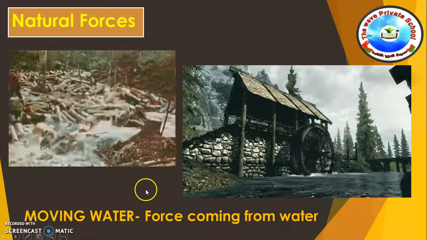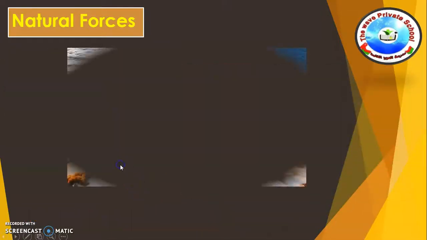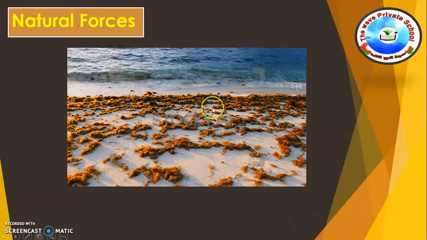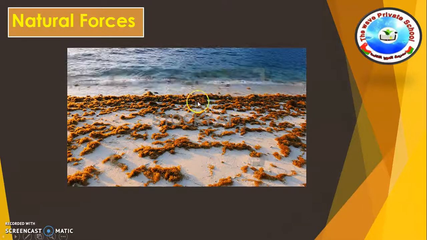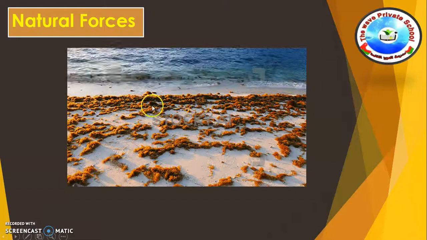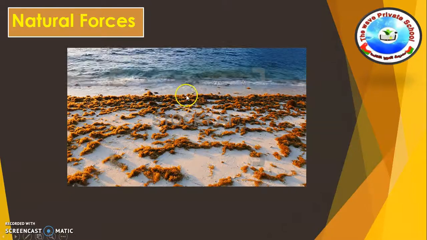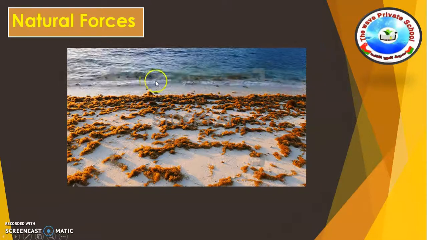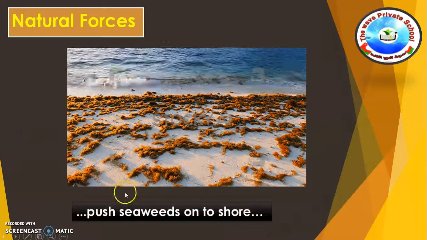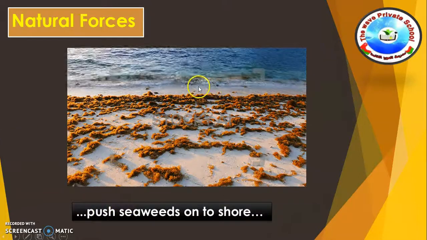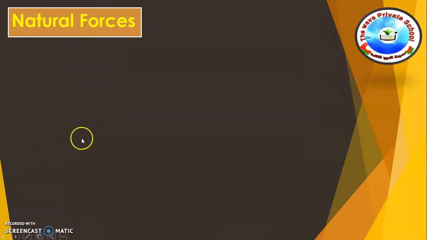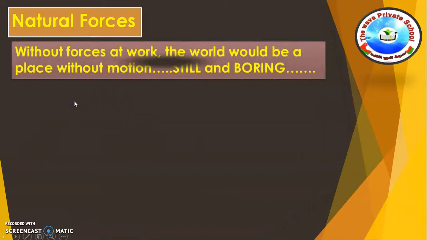Not only this, and also this one. Look at this one. These are the seaweeds. So how come these seaweeds were able to come along the shore? That is because of the waves. That is because of the moving water also. So the moving water pushes seaweeds onto shore. Okay, so you know now the three natural forces.